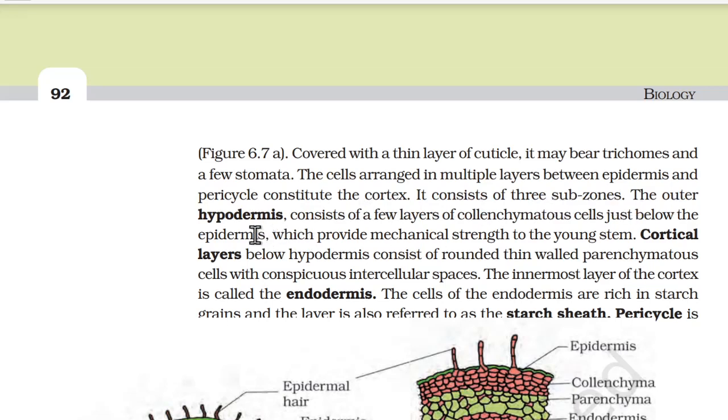The outer hypodermis consists of a few layers of collenchymatous cells just below the epidermis, which provide mechanical strength to the young stem. The cortical layer below the hypodermis consists of rounded, thin-walled parenchymatous cells with conspicuous intercellular spaces. The innermost layer of the cortex is called endodermis. The cells of the endodermis are rich in starch grains and the layer is also referred to as starch sheath.